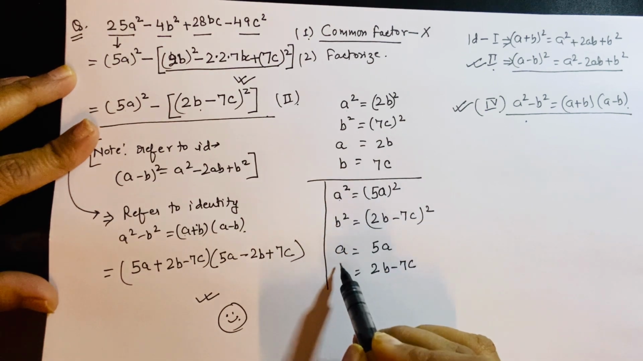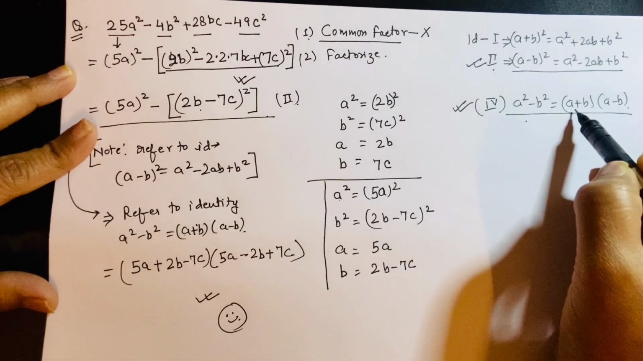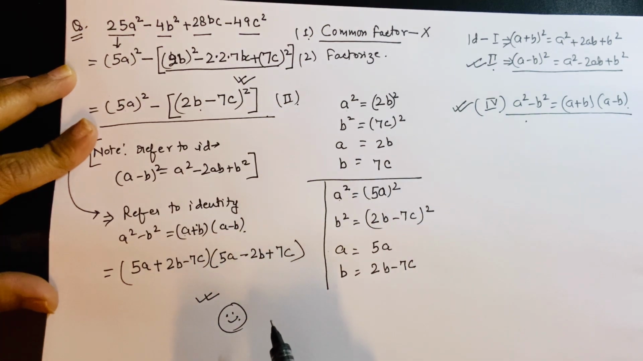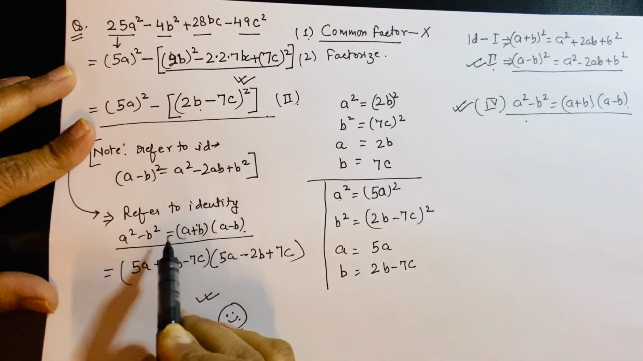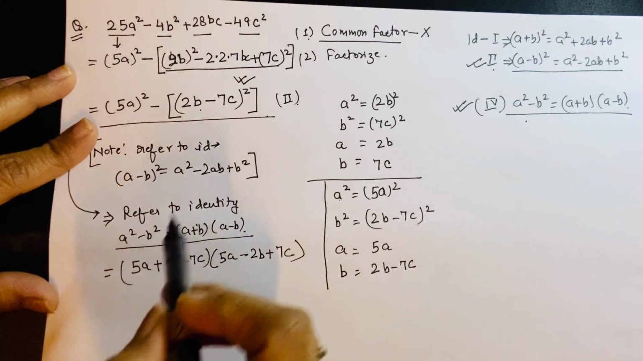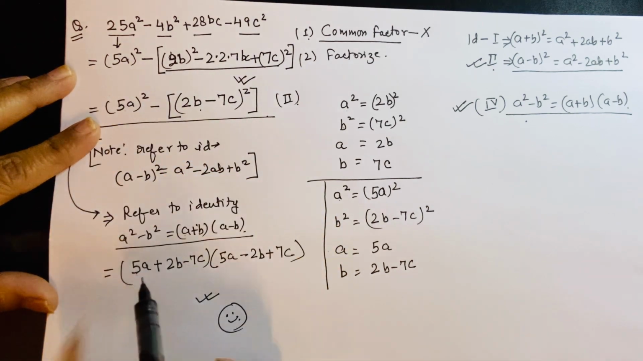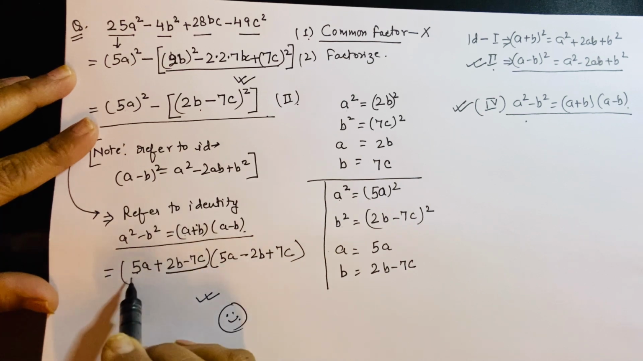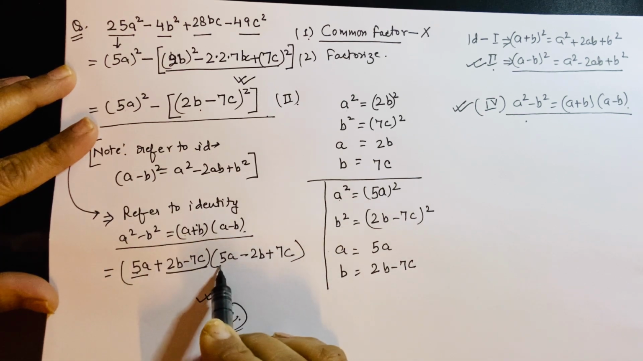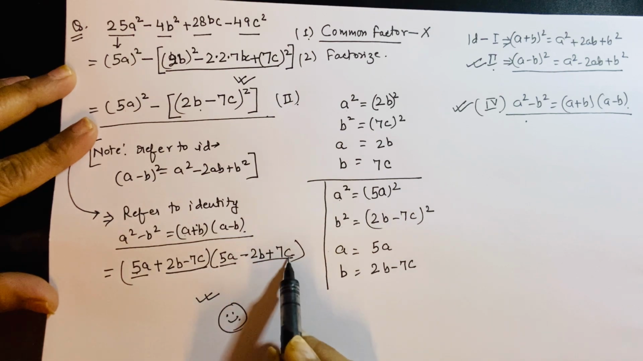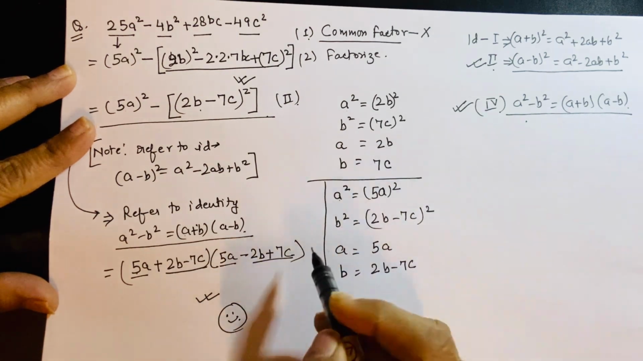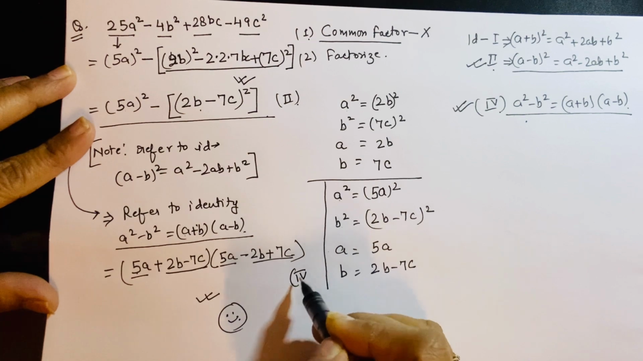And from this you will take out the value of a and b, because you will need the values of a and b here. And referring to the identity, you have to write that referring to this identity I am solving it, and then a plus b. So this is a and this is b. This is a and this is b. A plus b, a minus b. This is with the help of identity number 4.